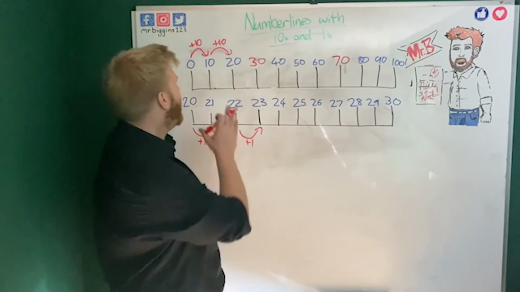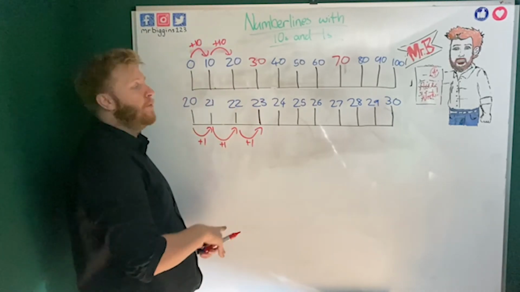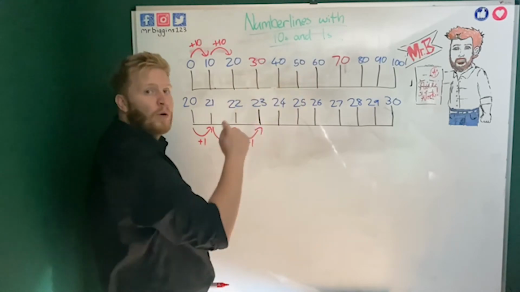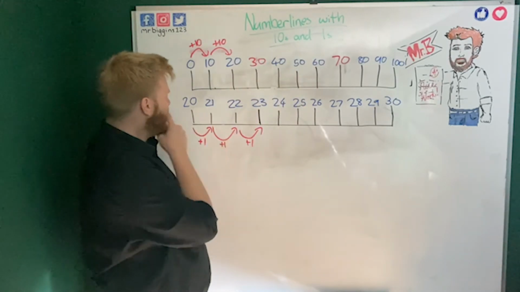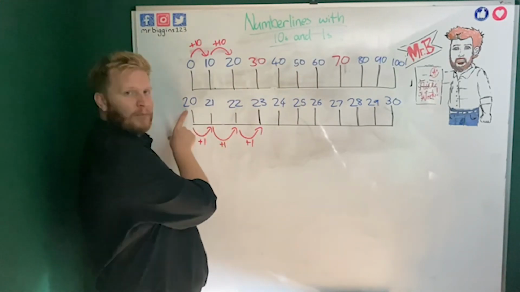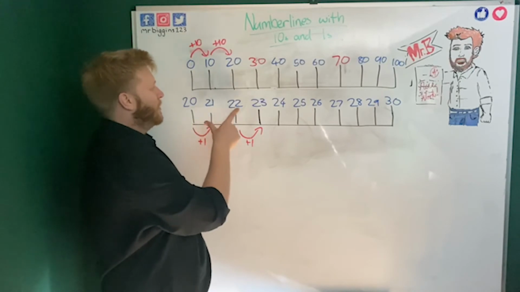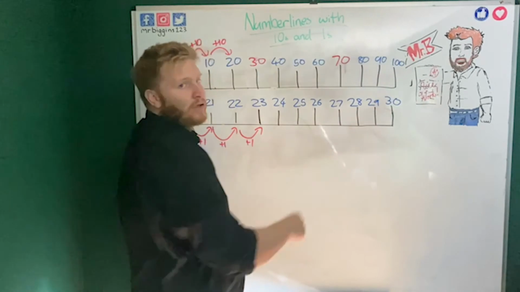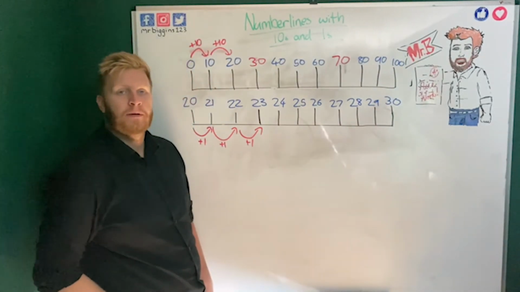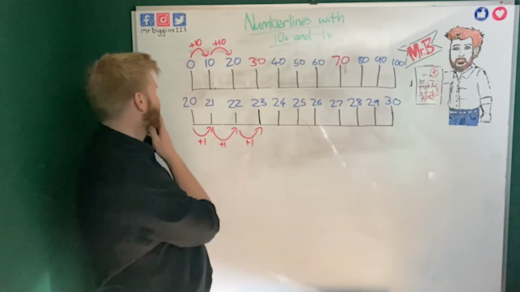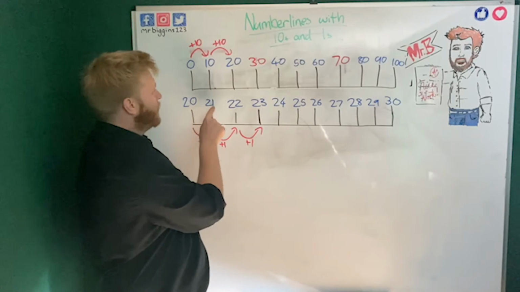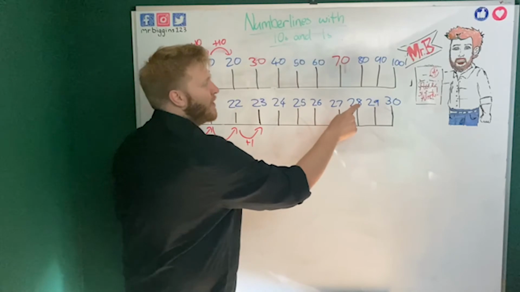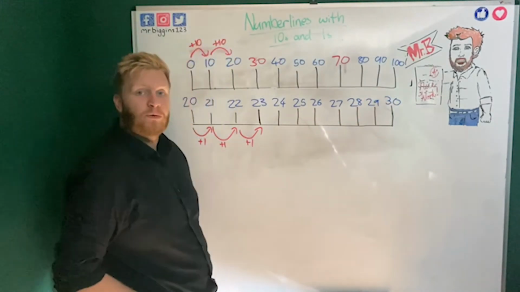Now let's have a look. On this one, our tens column was going up 1, 2, 3, 4, 5, 6, going up 1 every time. This time, our tens column, let's look, 2 tens, 2 tens, 2 tens, 2 tens, 2 tens. We're staying in the 20s all the way up until we get to 30. But let's have a look at our ones column. 0, 1, 2, 3, 4, 5, 6, 7, 8, 9, and then another 0 at the end where we would normally have 10.